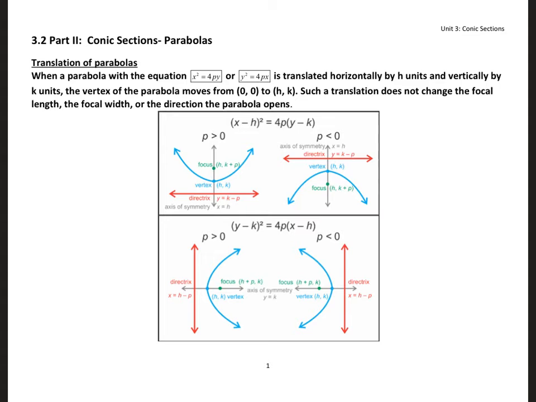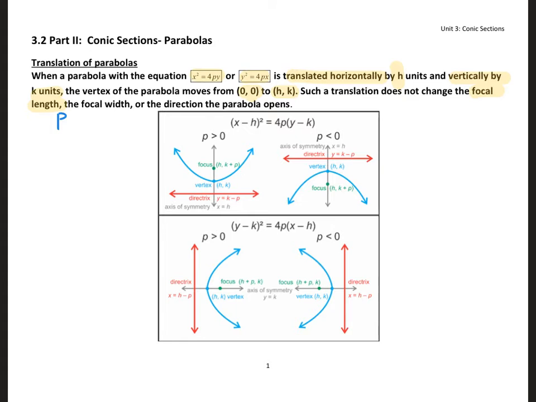In this lesson, we are looking at translation of parabolas. Let's highlight the main ideas. When a parabola with either of these two equations is translated horizontally h units and vertically k units, the vertex moves from the origin to (h, k). That becomes the vertex. Some things will, however, remain the same. The focal length, which is represented by p, is not going to change.